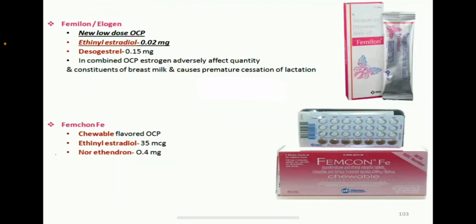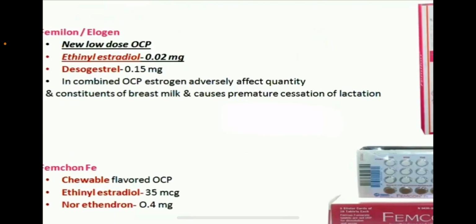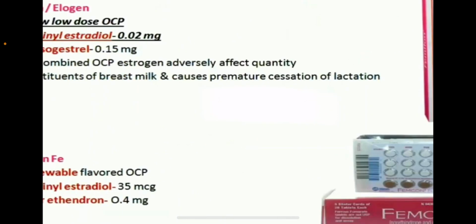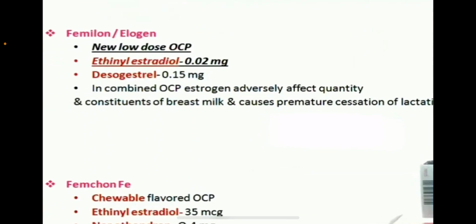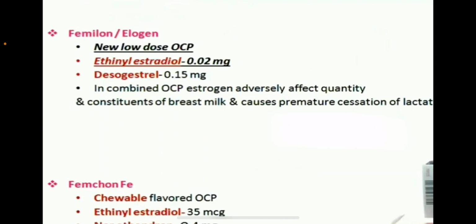The underlined questions have been asked in the previous question papers. Now we see that low dose OCP? Which is a new low dose OCP? It is asked in the previous paper. New low dose OCP is Femilon or Elogen. Ethinyl estradiol in the case of Femilon is 0.02 mg. Desogestrel is 0.15 mg. So ethinyl estradiol is nothing but estrogen.